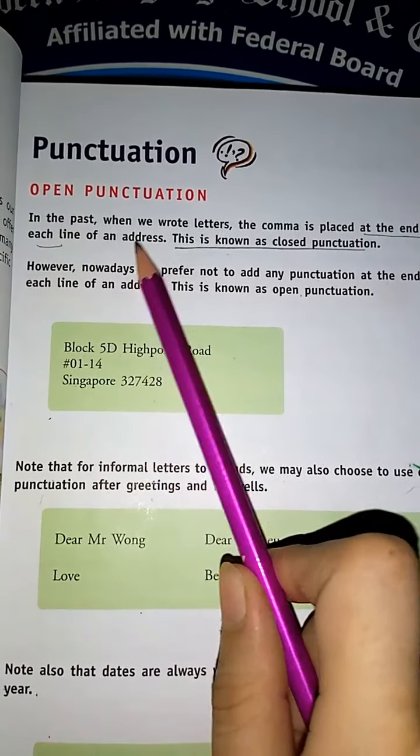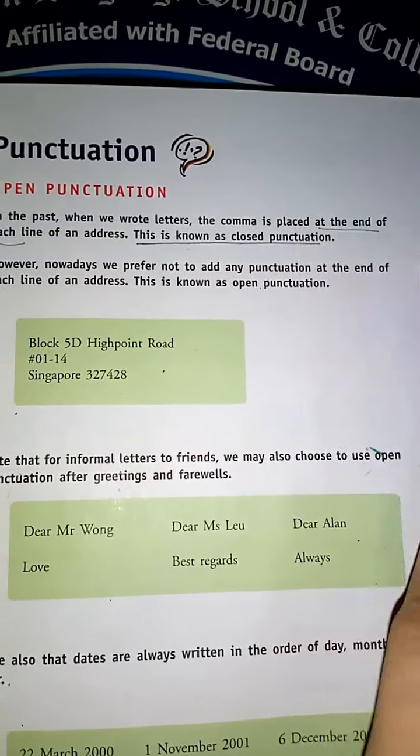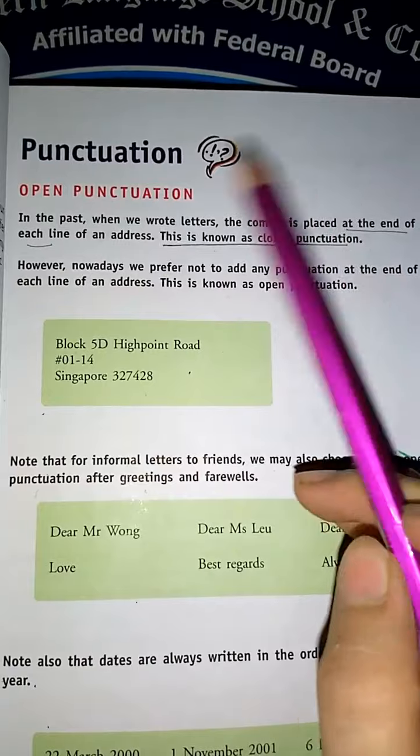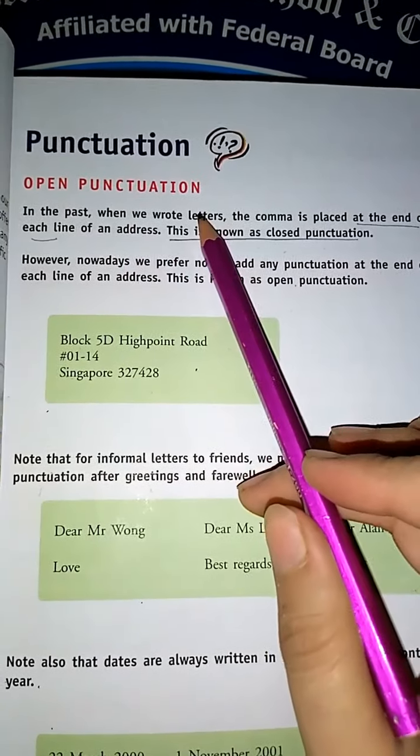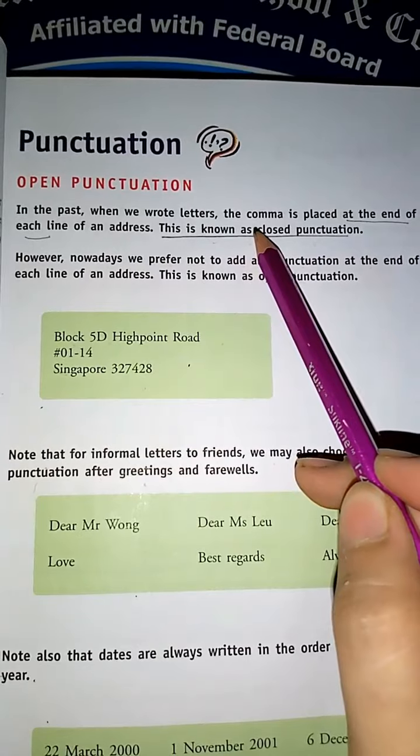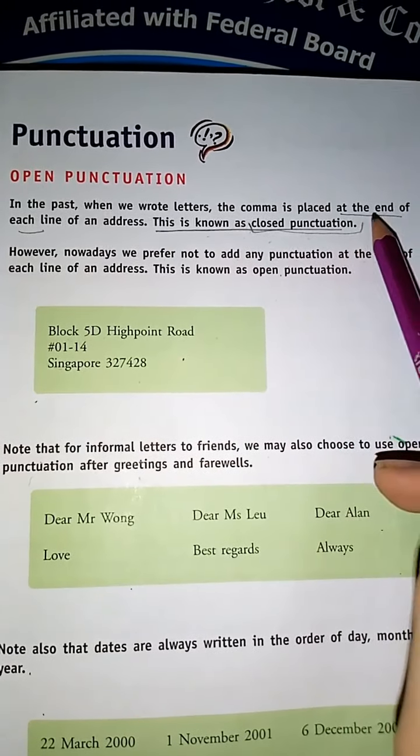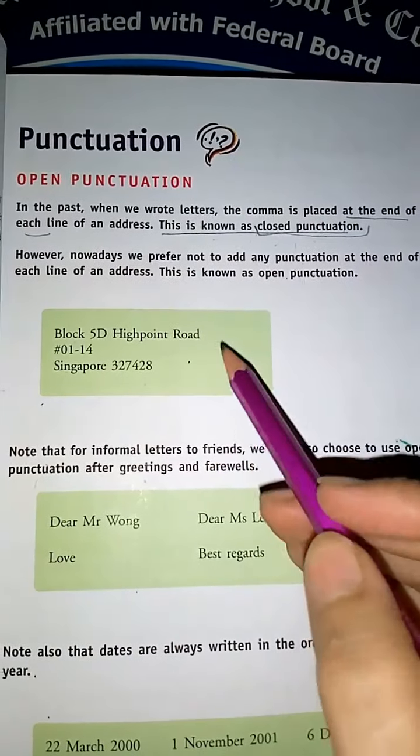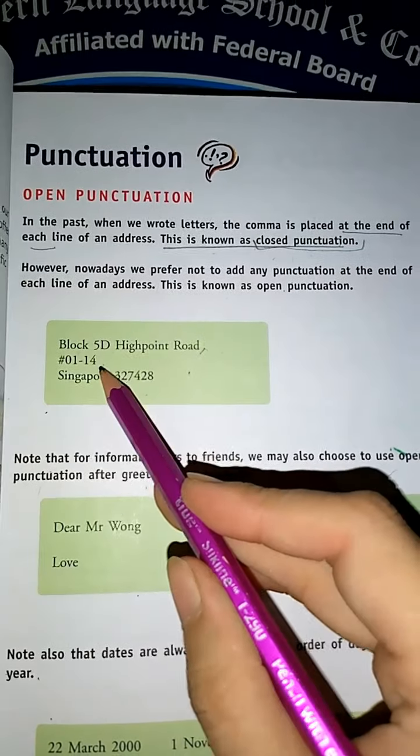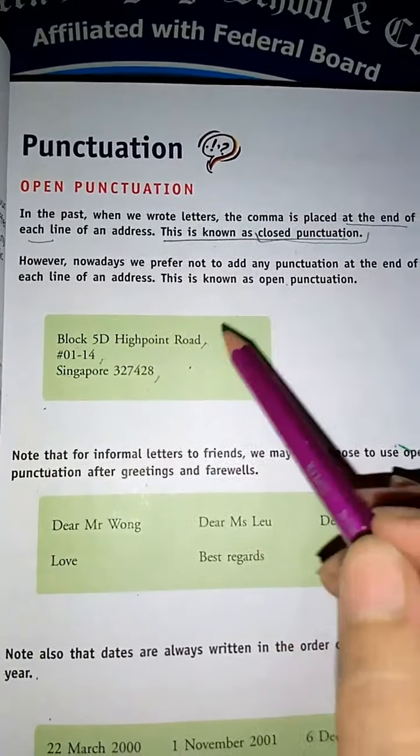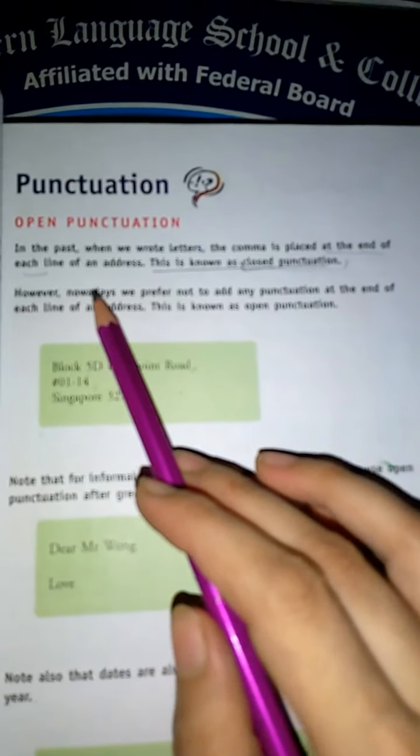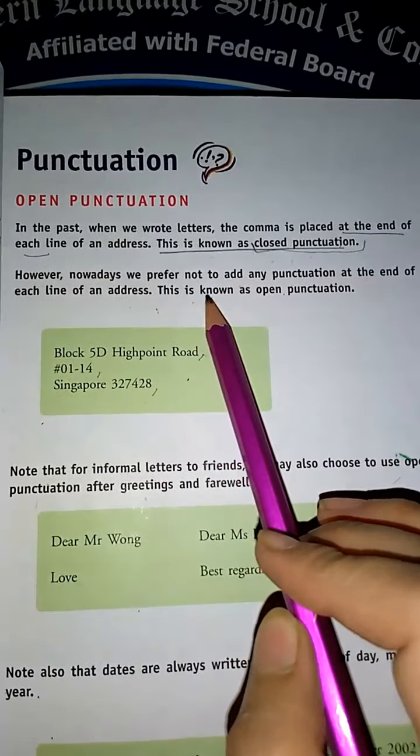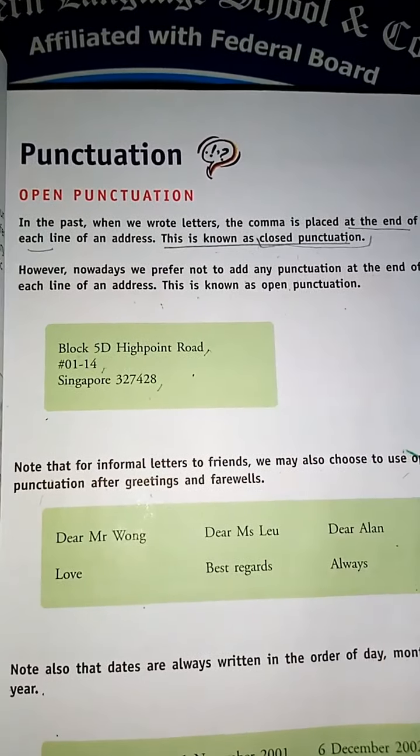In the past, when we wrote letters, the comma was placed at the end of each line of an address. This is known as closed punctuation. Before moving towards open punctuation, we have to know very well about closed punctuation. Closed punctuation is the commas which we place at the end of the address like this. But in open punctuation, nowadays we prefer not to add any punctuation at the end of each line of an address. This is known as open punctuation.